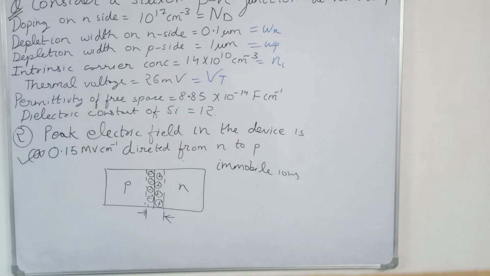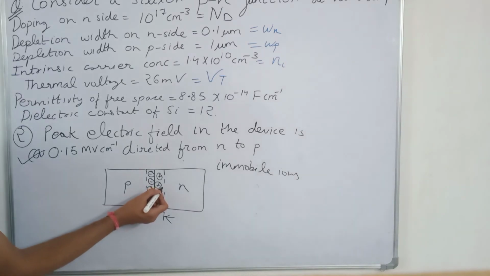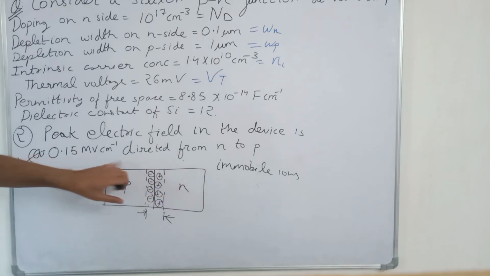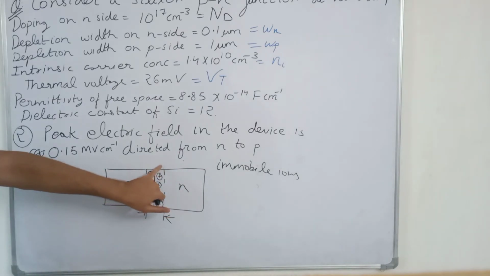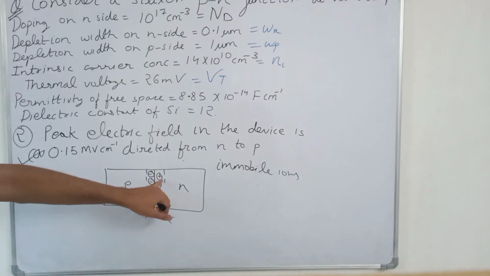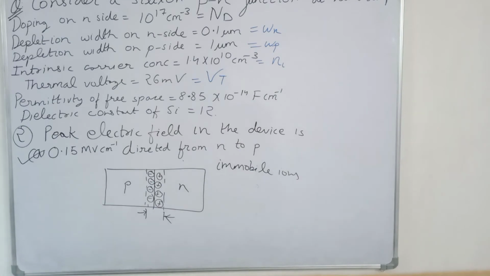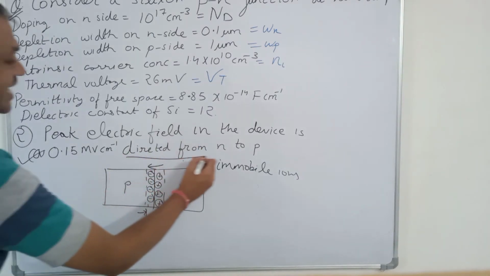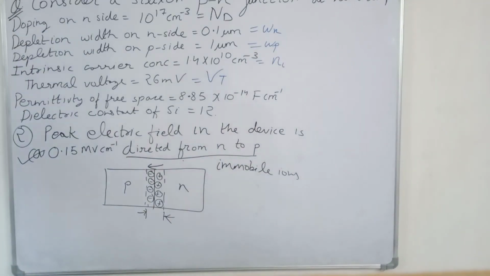So obviously the electric field is always directed from positive charge to negative charge. Positive charge is on the N side and negative charge is on the P side. So the electric field will be directed from N to P. Now we have to determine its magnitude.